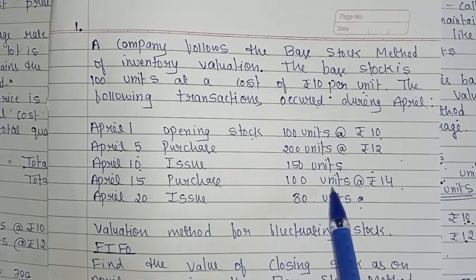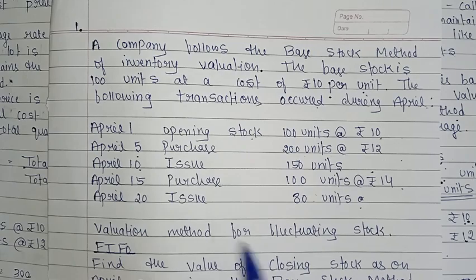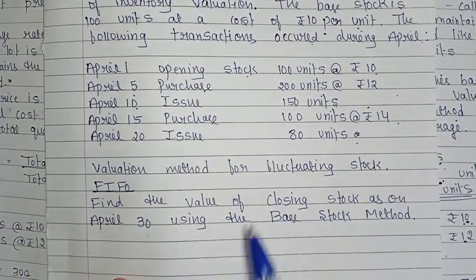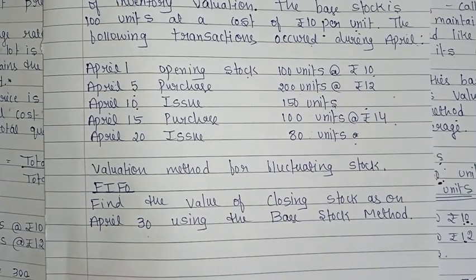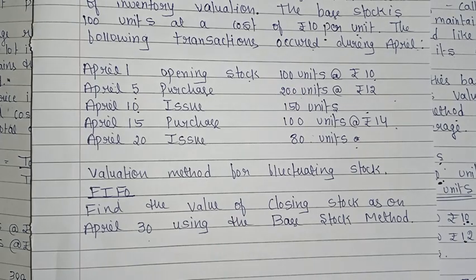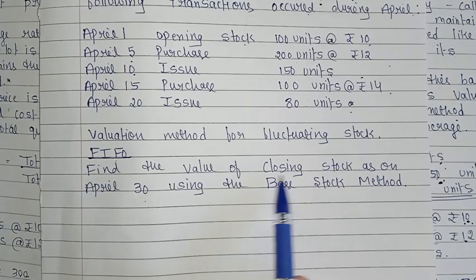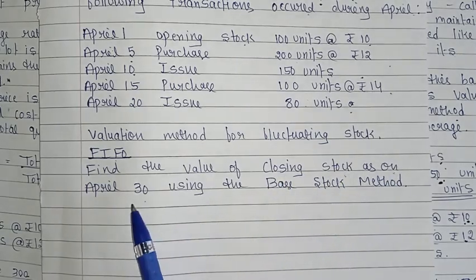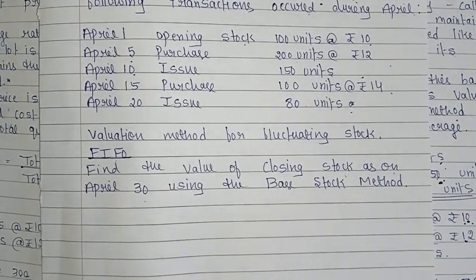On the 15th purchased 100 units at rupees 14, and on the 20th issued 80 units. The valuation method for fluctuating stock is FIFO, meaning first in first out. Here, the oldest stock that we have, we need to issue first. Find the value of closing stock as on April 30th using the base stock method.